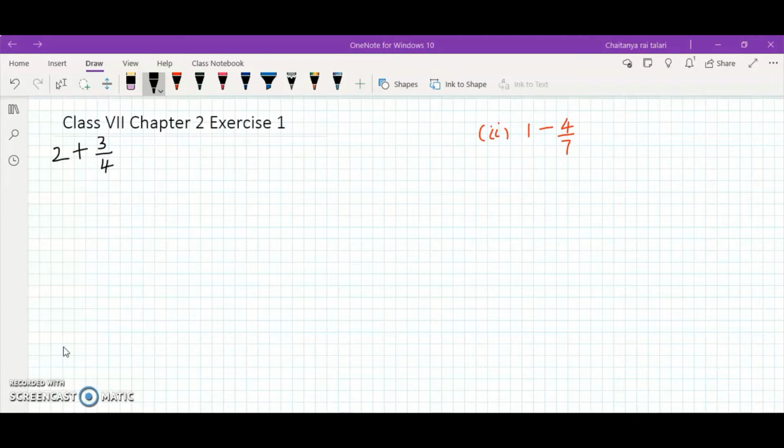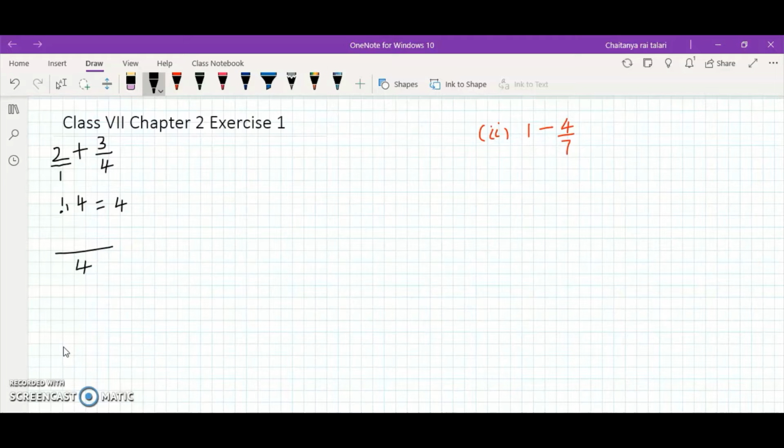The very first problem is about finding the LCM of the given fractions and converting them into mixed fractions. So the very first question is this one: 2 plus 3 by 4. Since 2 has no denominator, I can write it as 2 by 1, and now for 1 and 4 I have to take the LCM. Since I have 1 here, definitely the LCM will be 4. So the common denominator is 4 here.